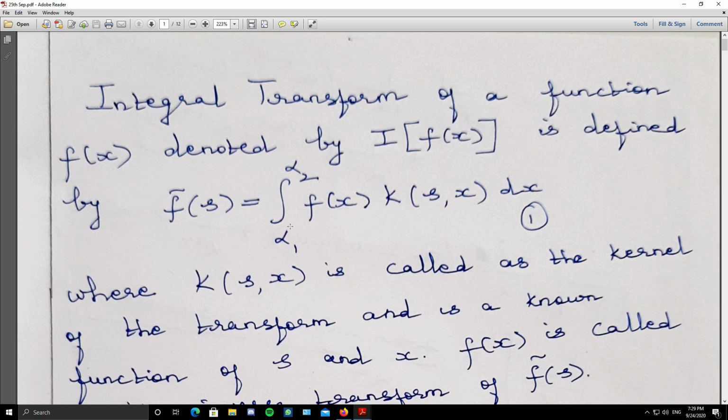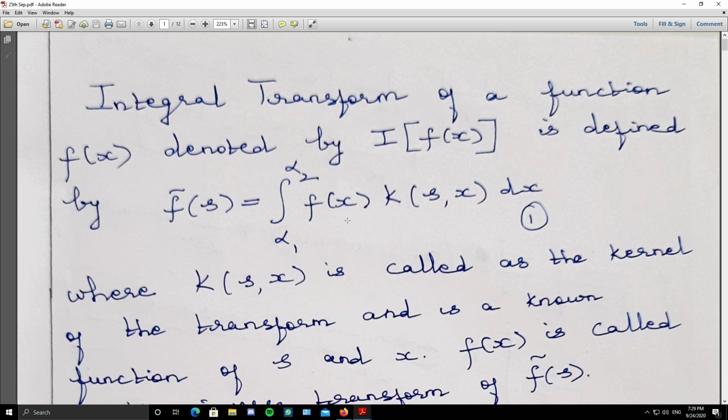So the definite integral x equals alpha 1 to alpha 2, f of x k of s x dx is called the integral transform, where k of s x is called the kernel of the transform. Now, when you integrate this definite integral, you have the integrating variable as x, and s is the parameter or the constant. So when you integrate a function of x with the limit substitution, it will become a function of the constant s.